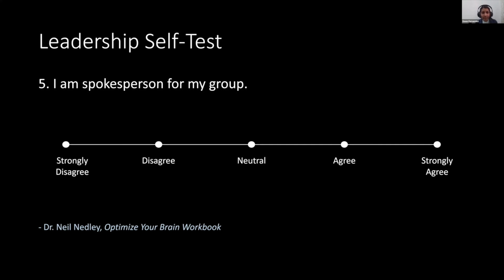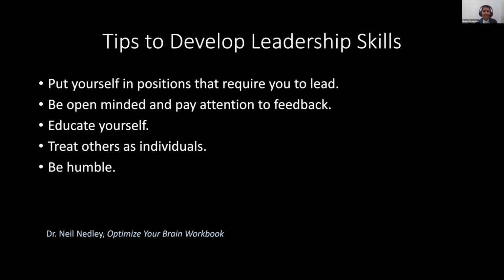Well, if you have mostly agreed to these five statements, it means that you have good leadership qualities, as it can be developed. So, what are some tips to develop leadership skills?